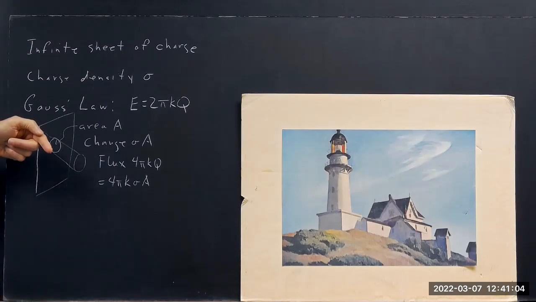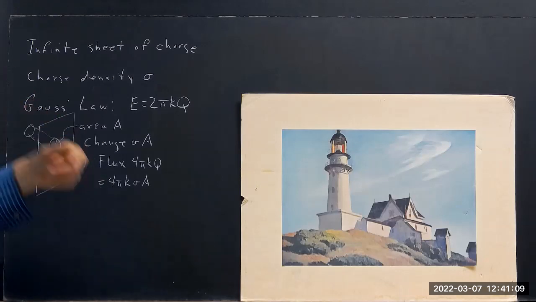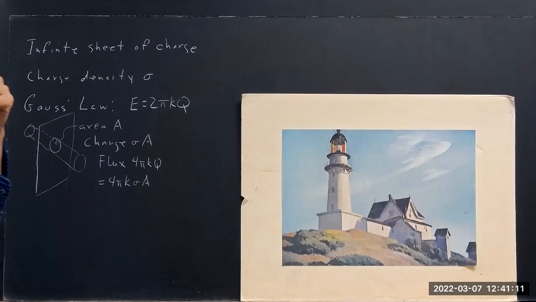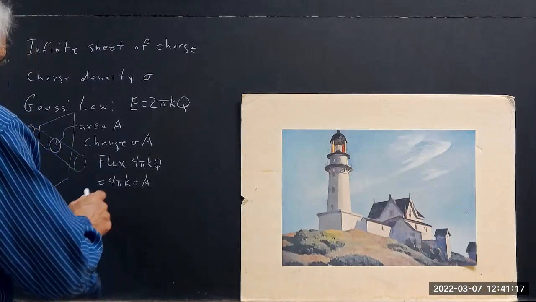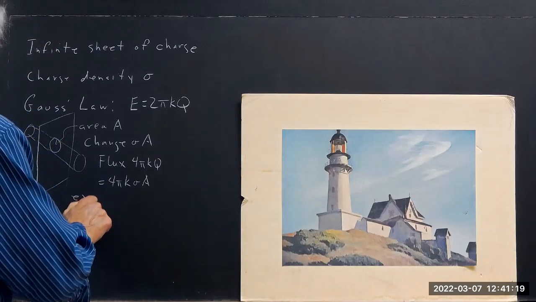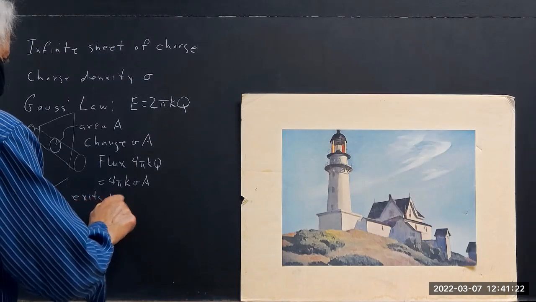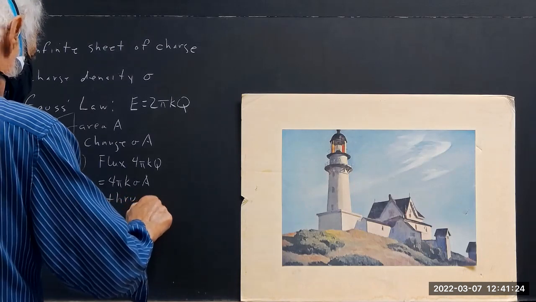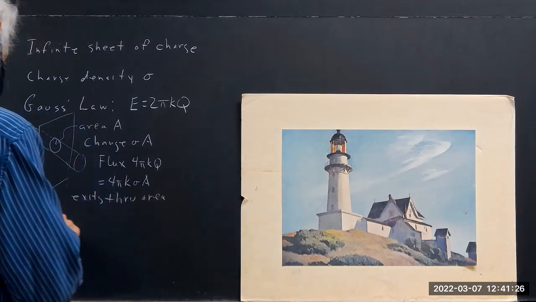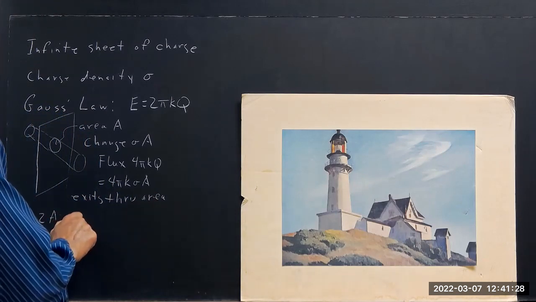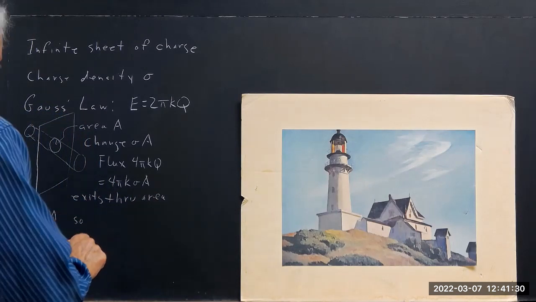The electric field has to be perpendicular to the surface. Now, I'm not going over that detail. You have to understand the symmetry argument and so forth. The flux exits through area 2A.